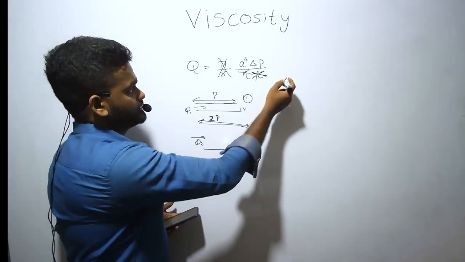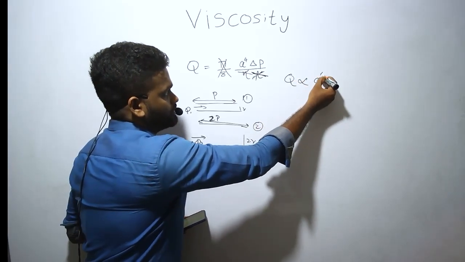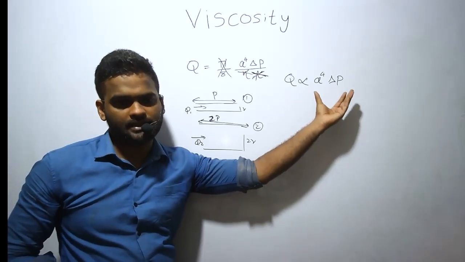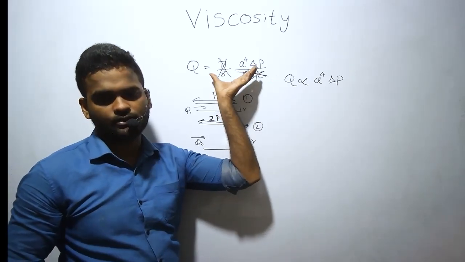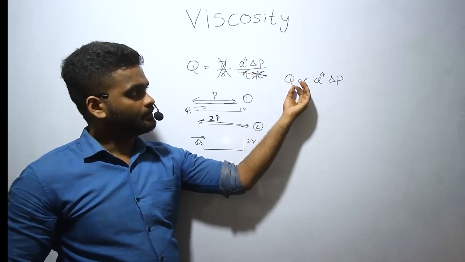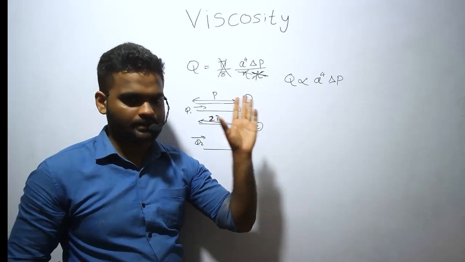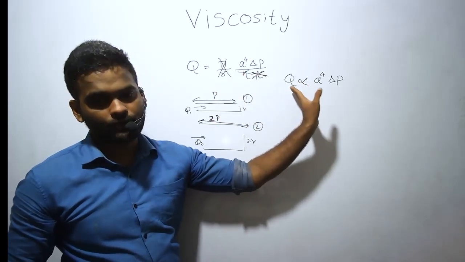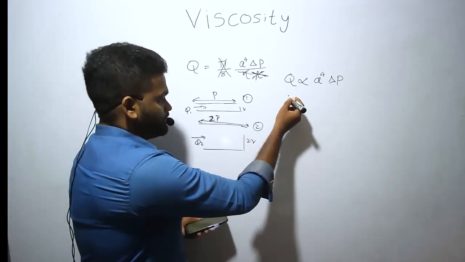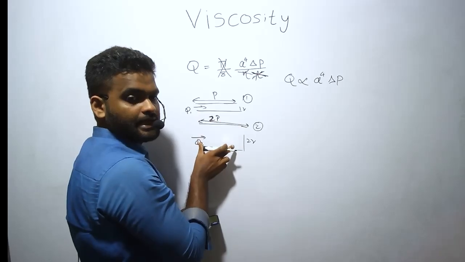So what are the variables? Then this is the proportionality. Q is proportional to a to the power 4 delta P. First you have to build this proportionality. Don't write this equation too many times, right? I have seen students do that. First build this proportionality. Understood how to do that? You got rid of all the constants. Then just apply this proportionality to this case and to the other case.